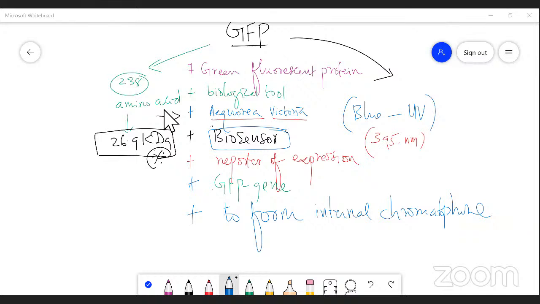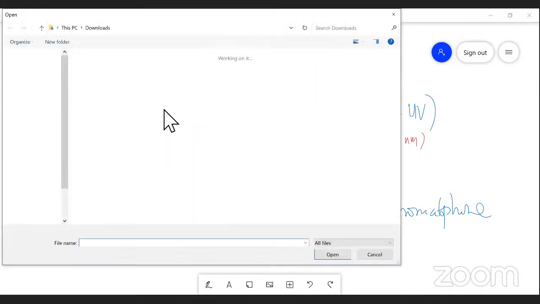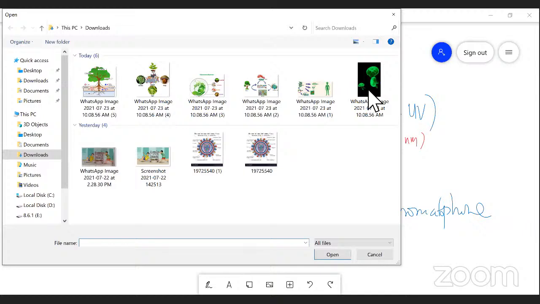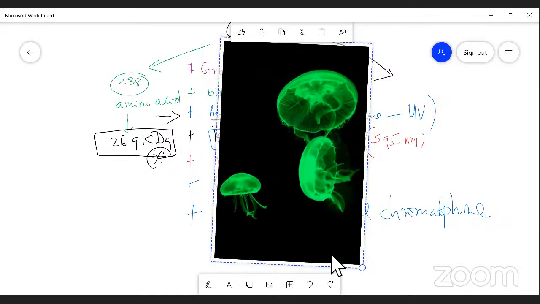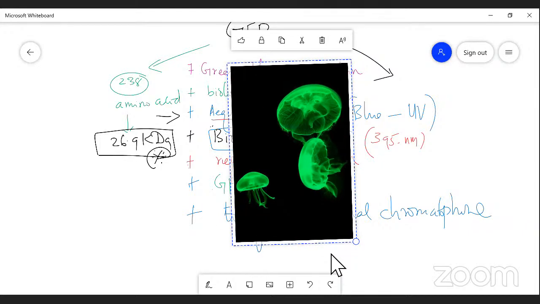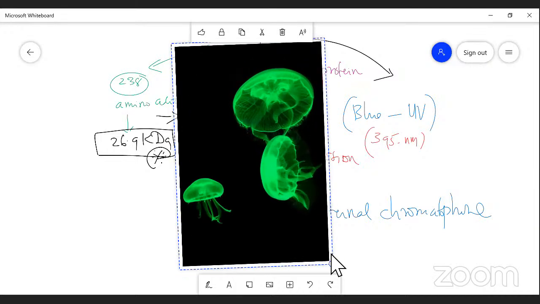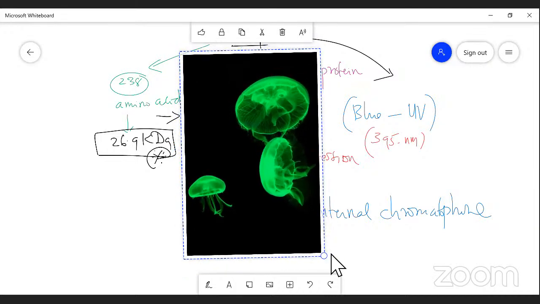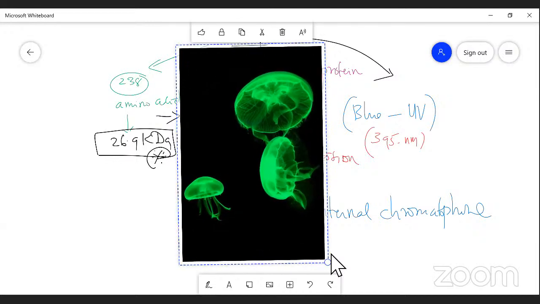Do you like to see the structure of the Aequorea victoria? Yes, sir. Right, let me show you. This is a very interesting topic, my dear students. So this is a jellyfish, I think it is green in color, right? It is a very interesting area, because from this content you can expect questions. One question was asked previously: which of the following is known as a reporter of expression?